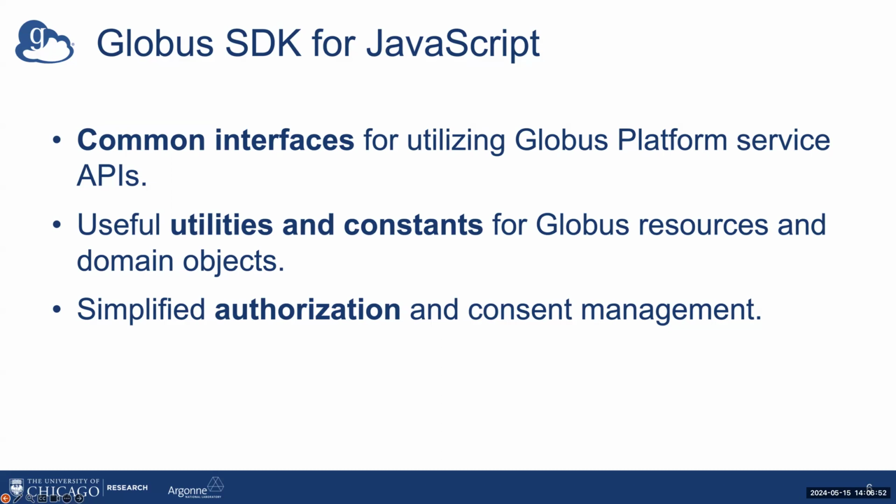But basically, there's three things that I want to make sure we cover in this conversation. When I talk about the common interfaces for interacting with the Globus platform and how we structured those, I want to talk about some of the utilities and constants that are being exposed through the SDK and really talk about kind of where that's headed. And then I want to talk about simplified authorization and consent management. So these are really at a high level, the three things that we really see the SDK solving for folks. And so we're going to dive into them.